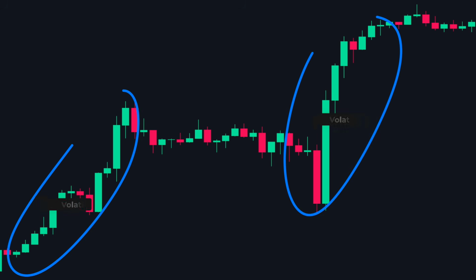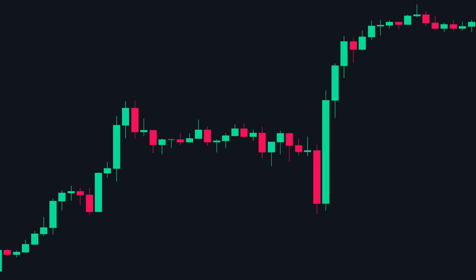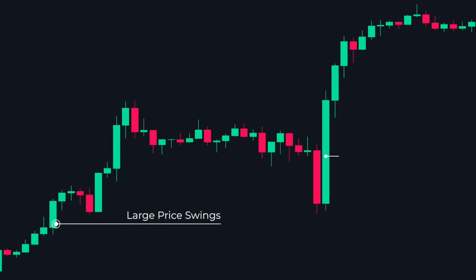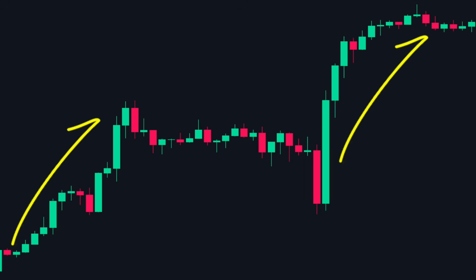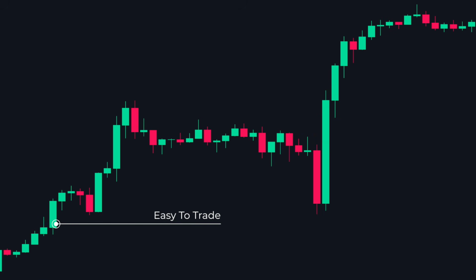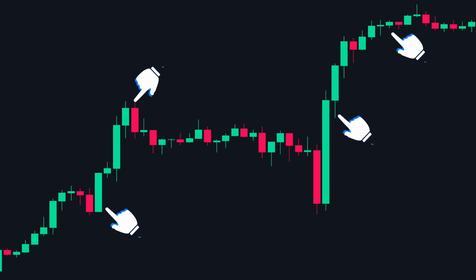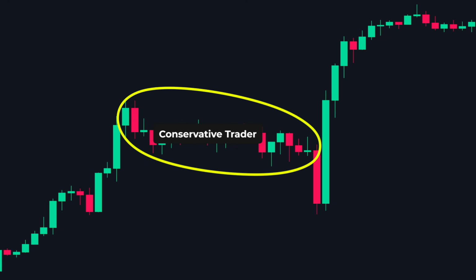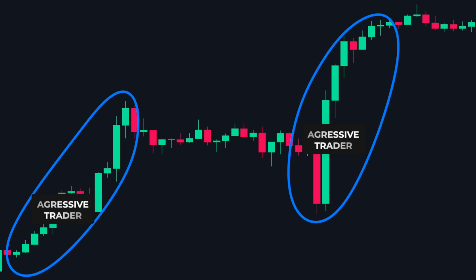On the other hand, we have high volatility environments. During such times, the price moves in a quick and rapid manner, creating large price swings and big candles. Such moves have a lot of momentum. High volatility environments are often referred to as trending markets. During such times, it can be easy to trade. However, the entries and exits must be aggressive in such markets because the price can go wild in any direction. Therefore, in a low volatility environment, you should be a conservative trader. And in a high volatility environment, you should be an aggressive trader.